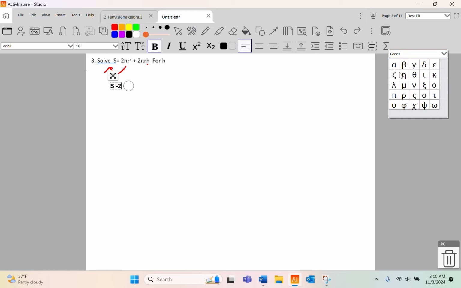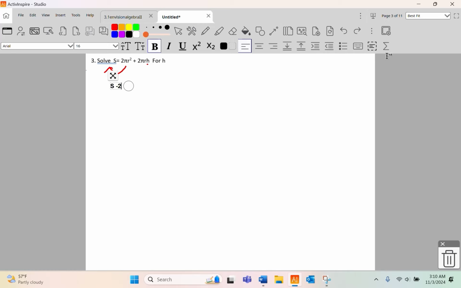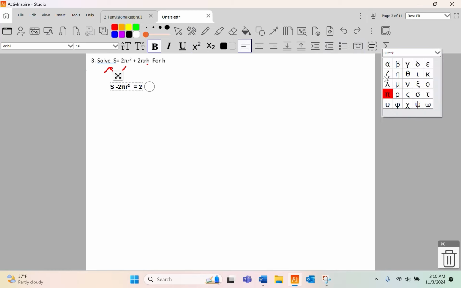Well, that's under Greek, isn't it? Sorry, I was having a moment of struggle there. And what's going to be left on the right-hand side is 2 pi RH. I'm not at school, so I don't have my little writing pad. So I got to type all this stuff out.